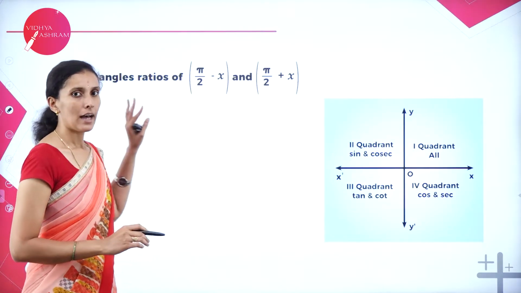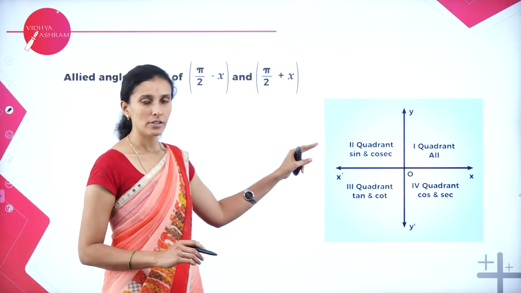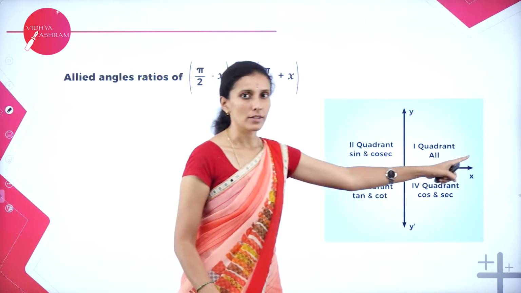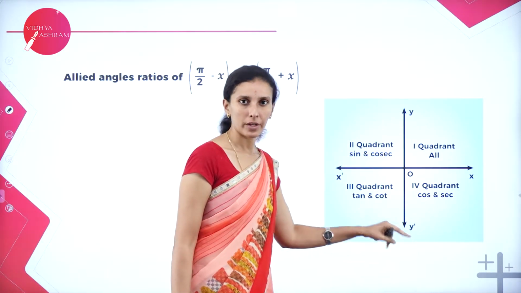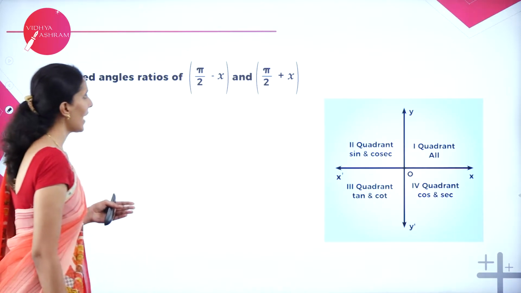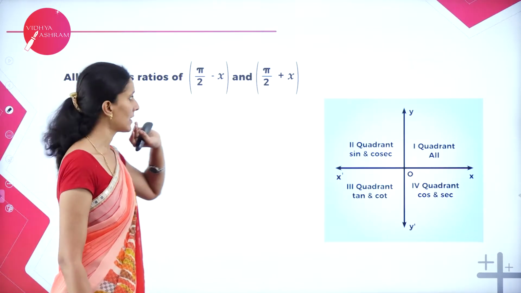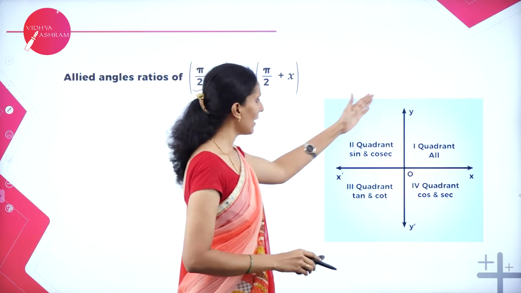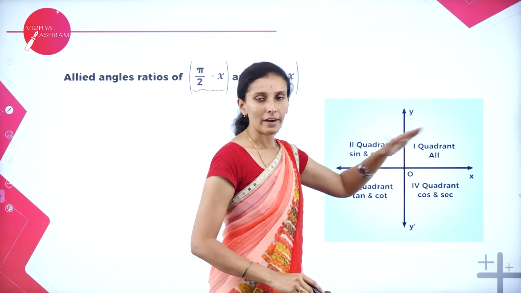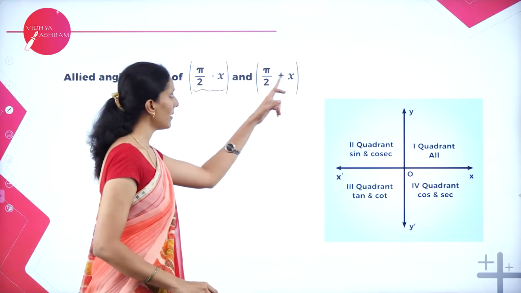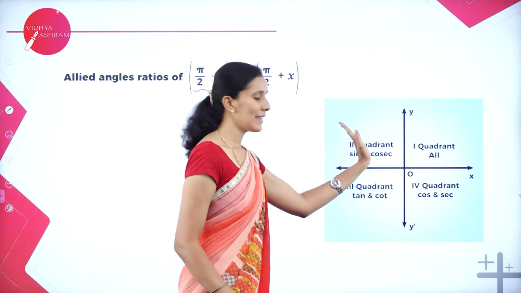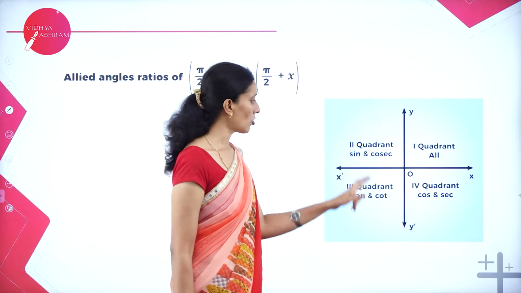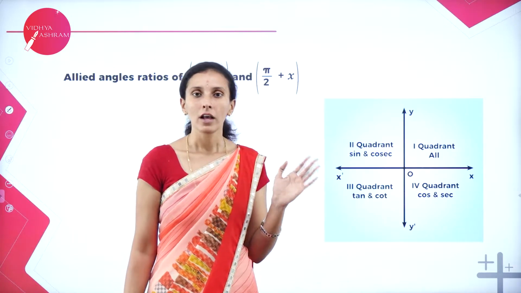Let's start with allied angles of ratios on different quadrants, based on the addition or subtraction of 0, pi by 2, pi, 2 pi and 3 pi like that. So let's see now. First we have pi by 2 minus x and pi by 2 plus x. Remember, pi by 2 is nothing but 90 degrees. So pi by 2 minus x means the angle lies in the first quadrant. In the first quadrant, all ratios are positive. Pi by 2 plus x means the angle lies in the second quadrant. So therefore, only sine and cosecant are positive and the rest are negative.